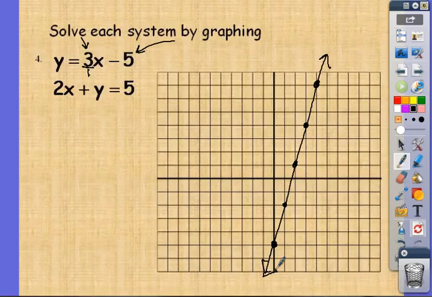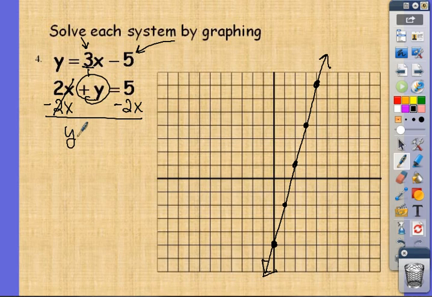Okay? Now we're going to do the second one. But before we can graph it, what do we need to do? Solve it for y. So we want to get y by itself. So we need to get rid of the 2x. How do we get rid of the 2x? Divide by 2. No. Subtract 2x. Okay, so we're going to minus 2x on both sides of the equal sign.